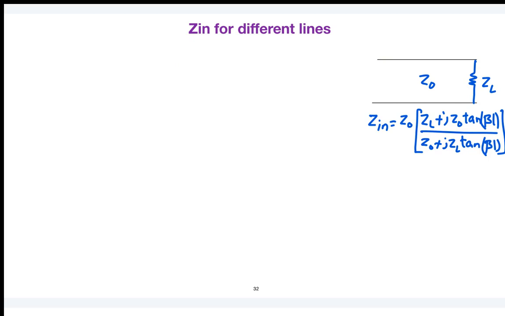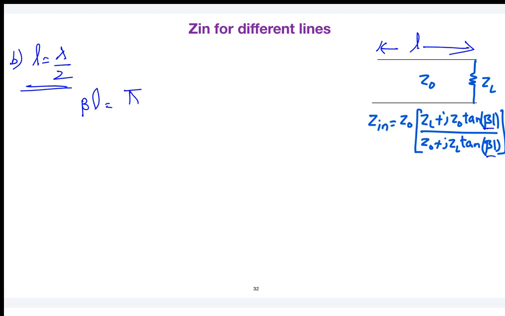Yeah. So the next case, you try and tell me. What will happen when the length of the transmission line is equal to lambda by 2? I have a transmission line whose length is lambda by 2. First tell me everybody, what is the electrical length beta L you got? You are going to get pi. You can substitute in the equation, tan beta L is equal to tan pi. What is the value of Zin you got? ZL.